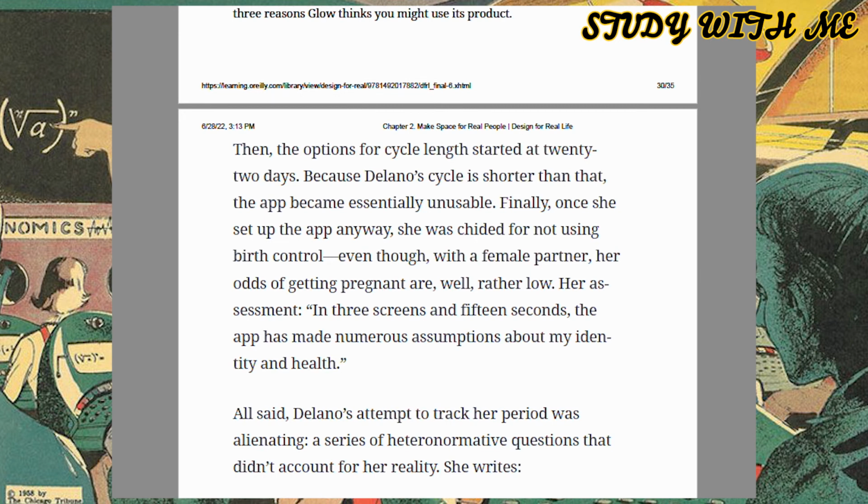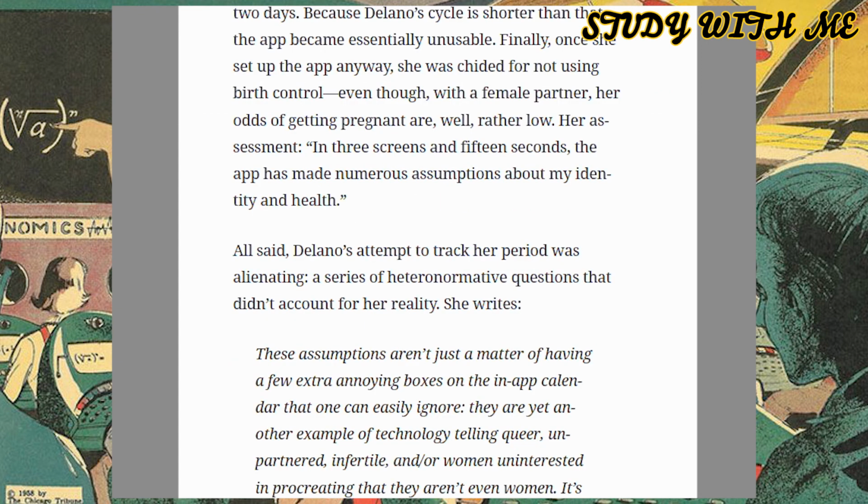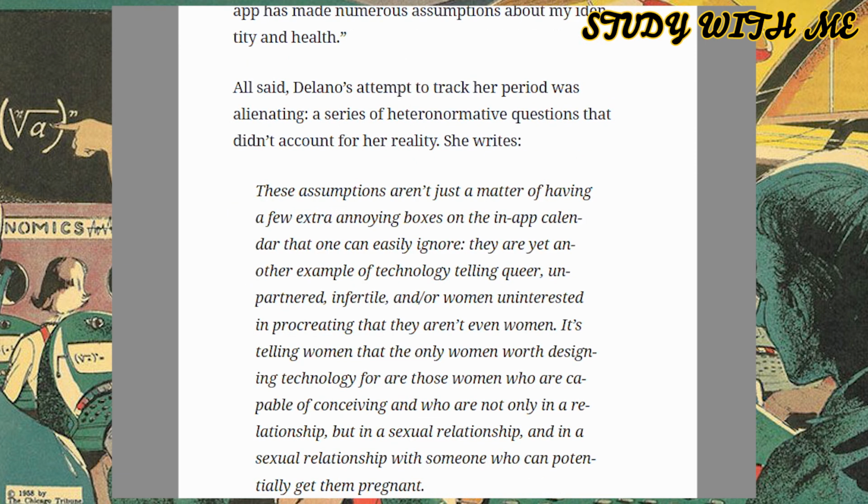All said, Delano's attempt to track her period was alienating, a series of heteronormative questions that didn't account for her reality. She writes, "These assumptions aren't just a matter of having a few extra annoying boxes on the in-app calendar that one can easily ignore. They are yet another example of technology telling queer, unpartnered, infertile, and/or women uninterested in procreating that they aren't even women. It's telling women that the only women worth designing technology for are those women who are capable of conceiving and who are not only in a relationship but in a sexual relationship, and in a sexual relationship with someone who can potentially get them pregnant."